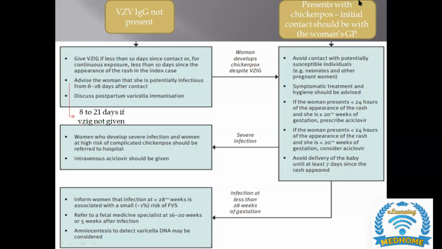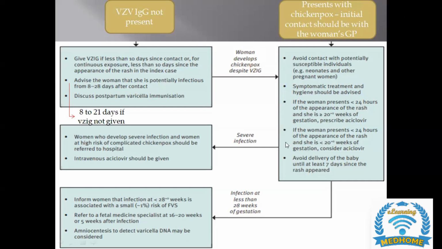Ma'am, I have one question. Suppose she gets the infection at 18 weeks, and we get an anomaly scan done. Should we do another scan about 5 weeks after 18 weeks? If her anomaly scan has been done previously, then definitely you are going to check again, because now you are specifically looking for fetal varicella.